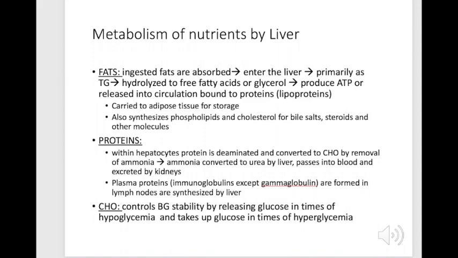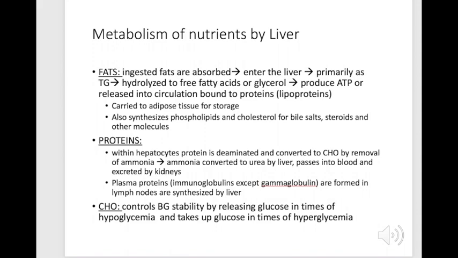Proteins: within the hepatocytes, protein is deaminated and converted to carbohydrates by removal of the ammonia. Ammonia is converted to urea by the liver, passes into the blood, and is excreted by the kidneys. Plasma proteins, such as immunoglobulins, are formed in the lymph nodes and synthesized by the liver. Carbohydrates: the liver controls blood glucose stability by releasing glucose in times of hypoglycemia and fasting, and takes up glucose in times of hyperglycemia.